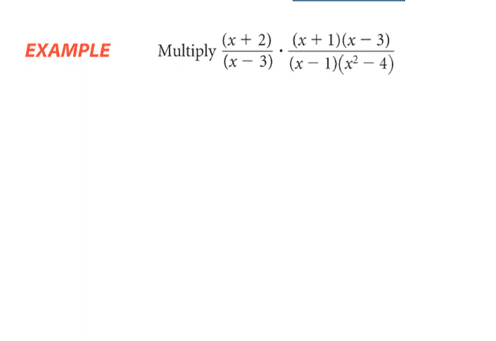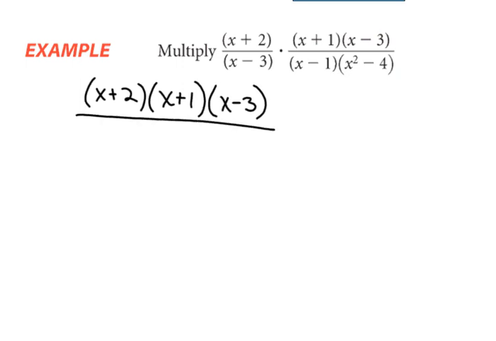Alright, here's an example of a multiplication problem. So we know that when we multiply fractions, we multiply the numerators together, we multiply the denominators together. So that's what we're going to do. We're going to have x plus 2 times x plus 1 times x minus 3, all over x minus 3 times x minus 1 times x squared minus 4.